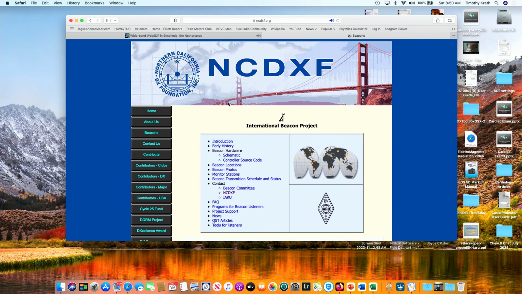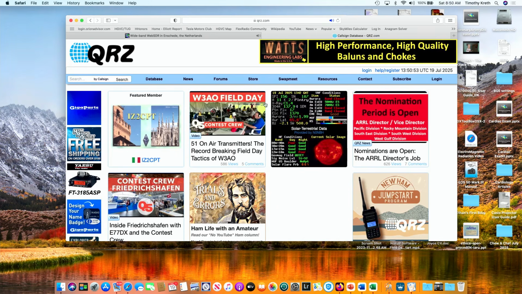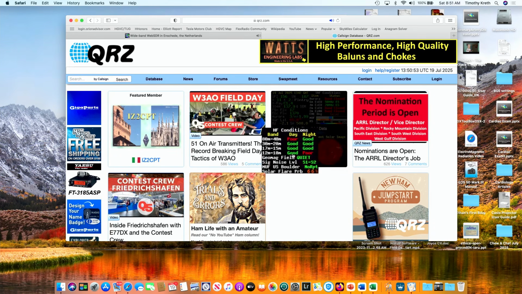Also, one other thing, let me show you. Remember I said on the QRZ webpage, right here is your solar information. So the solar flux index is 156 and the sunspot number is 187. And it'll tell you what bands have good day propagation and good night propagation. And that's on QRZ.